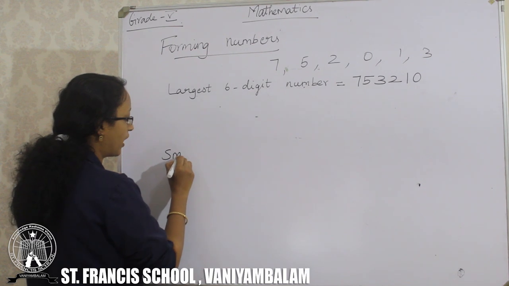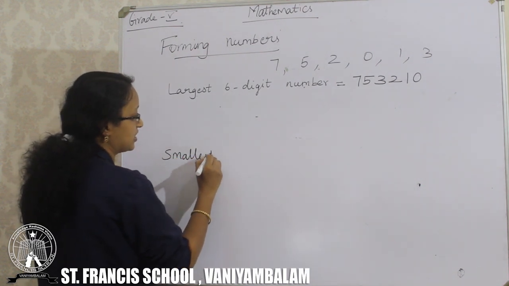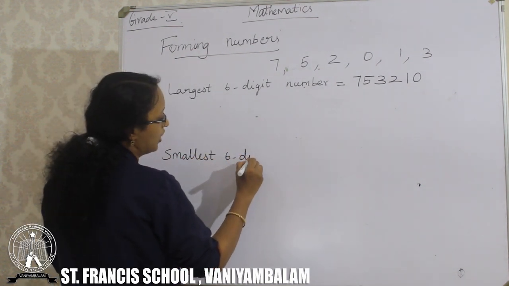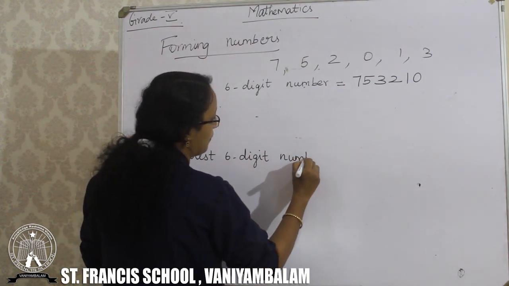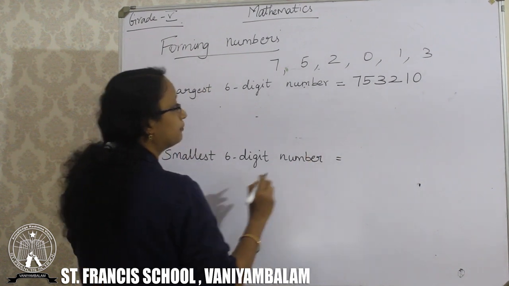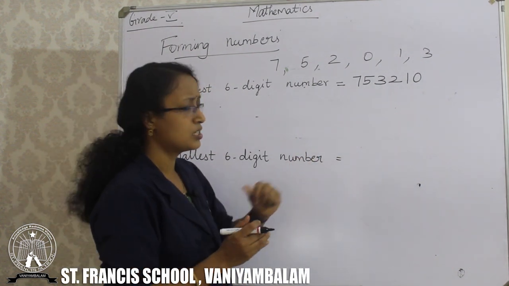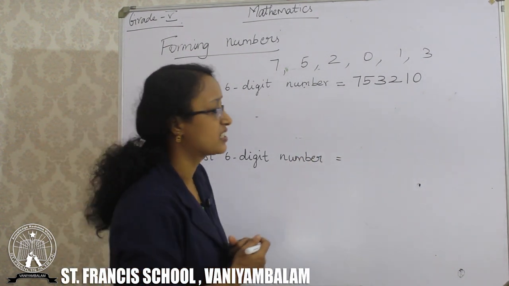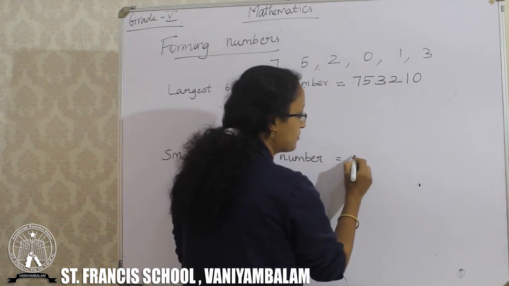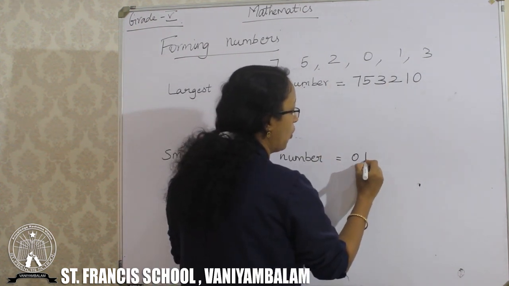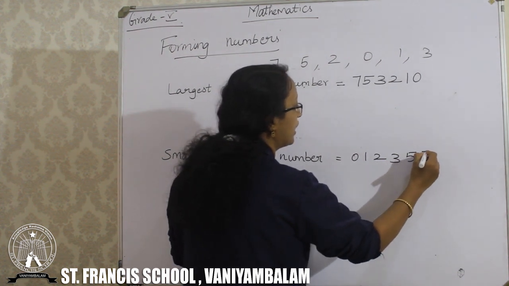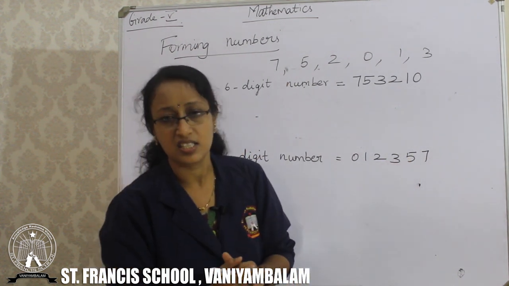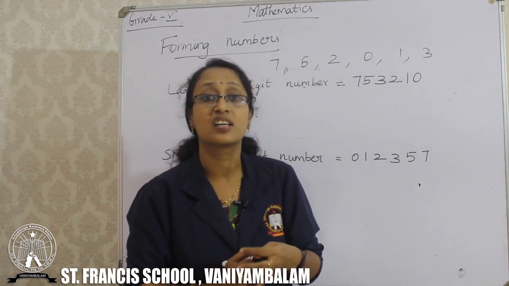And now we are going to write the smallest 6 digit number. How will you write the smallest 6 digit number? You will start from 0, right? 0, 1, 2, 3, 5, 7. Is this your 6 digit number? No, this is not a 6 digit number.